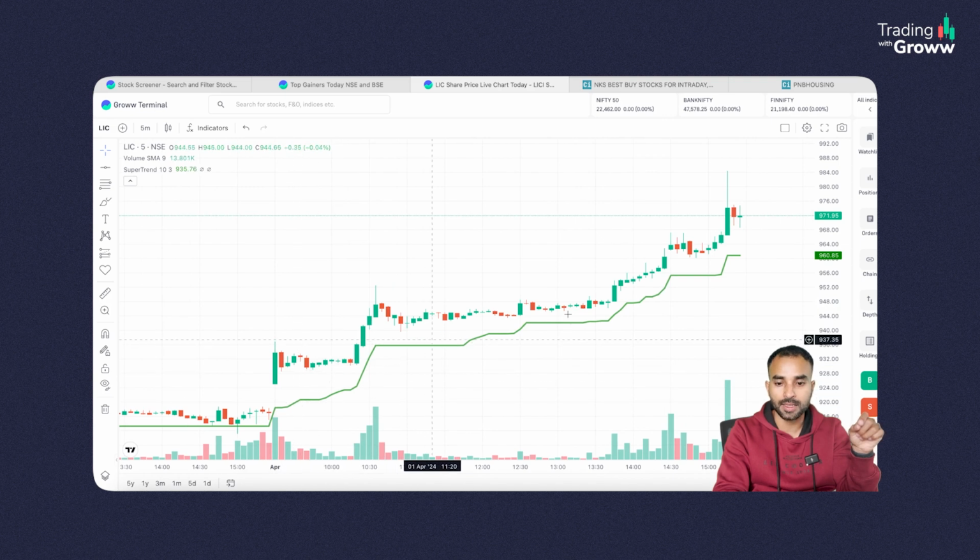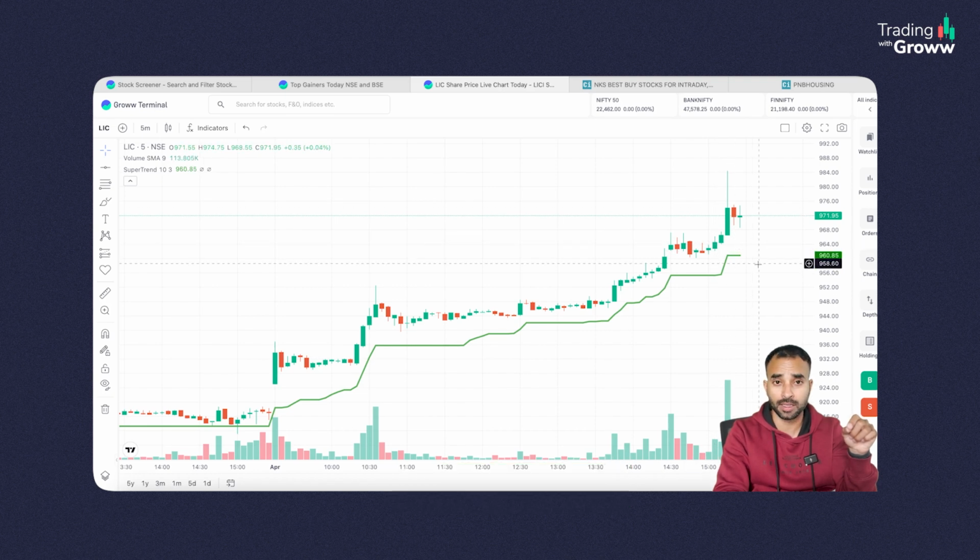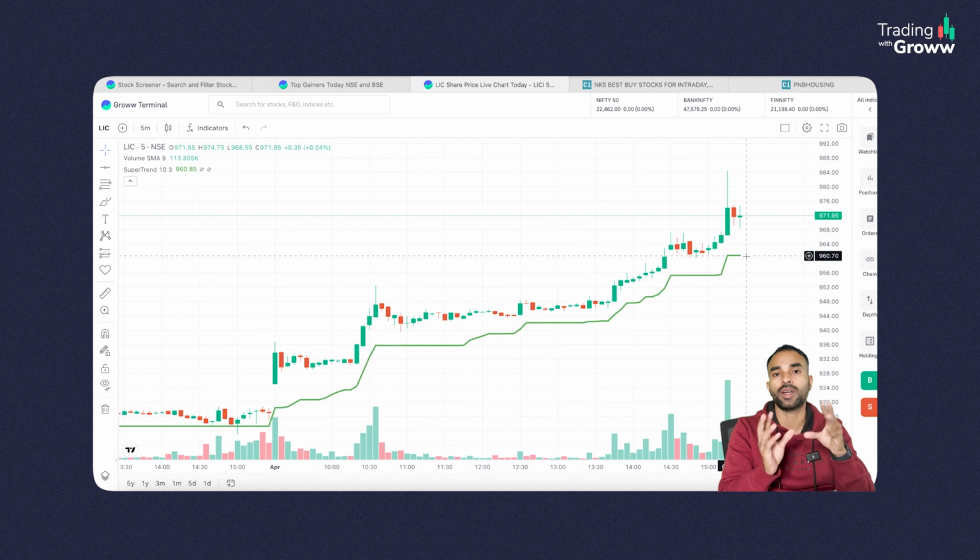As the market starts moving up, your stop loss will also move up, your trailing stop loss will also move up, so that in case the market reverses, you will not lose all your profits, and you can close your profits the moment the trailing stop loss is hit. This way your overall profit is protected.